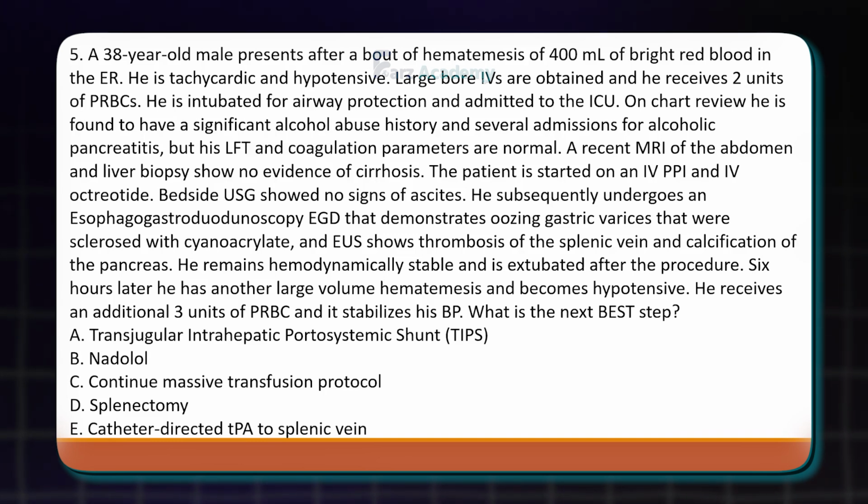Okay, so I'm not trying to say that you will be an expert in this, but you need to try to read these big questions quickly. You just try to grasp exactly what the relevant points in this question are so that you don't waste the time. Okay, so the options here are TIPS, nadolol, continue massive transfusion protocol, splenectomy, or catheter directed TPA for the splenic vein. Yeah, so it's a very typical case.